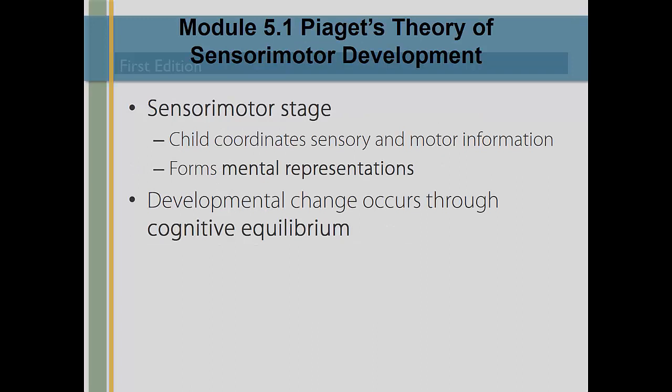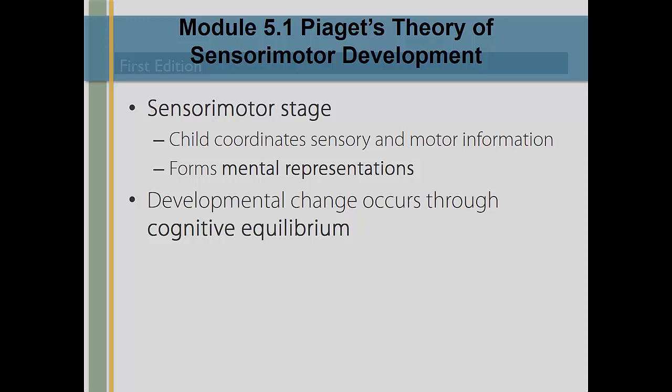Piaget viewed the child as an active participant, or little scientist, in exploring the world. Children develop schemes, or organized networks of knowledge about people, places, and events. In the sensorimotor stage of development, the child coordinates sensory and motor information. The infant forms mental representations, or internalized mental schemes that last over time.